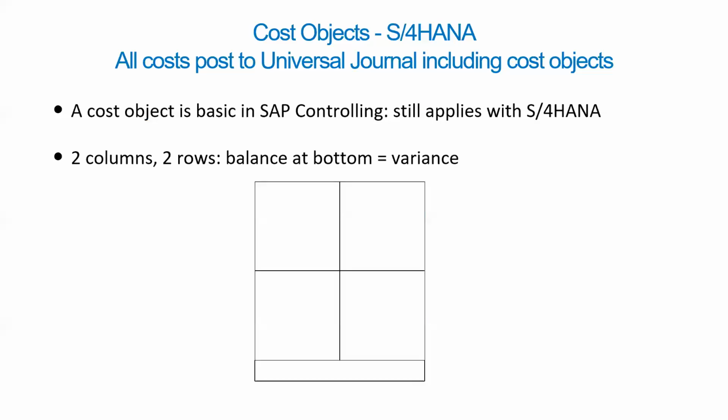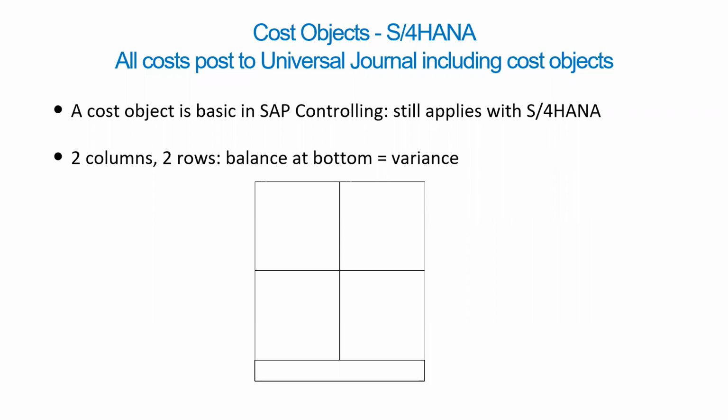Cost objects. So cost objects in S4HANA, what's happening with them? In S4HANA, the Universal Journal receives all postings from financial accounting and controlling. And in fact, S4HANA merges financial accounting and controlling.